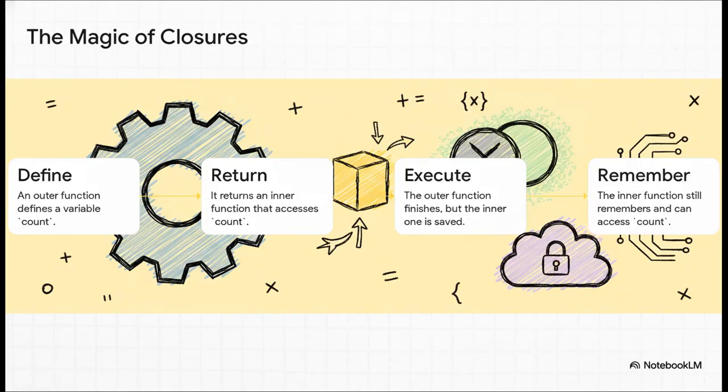So how does this so-called magic actually work? It's really just a four-step process. First, you have an outer function that defines some variable. Second, that function returns an inner function that uses that variable. Third, you call the outer function and save that inner function it gave back to you. And now for the magic, even though the outer function is completely gone, finished, poof, the inner function remembers its original home. That combination, the function and its memory, that's a closure.